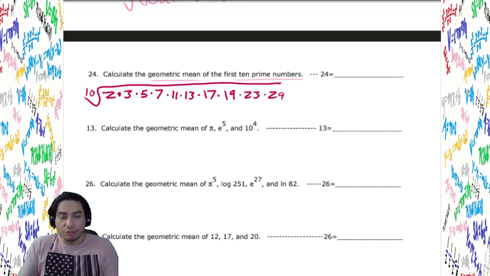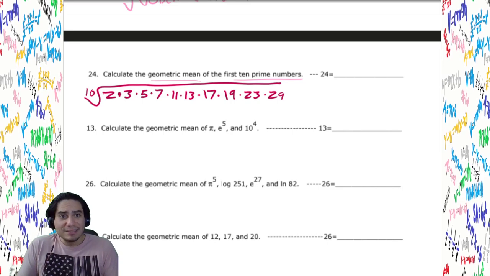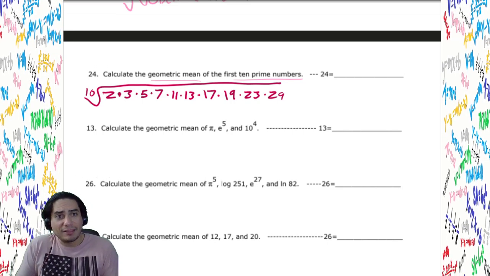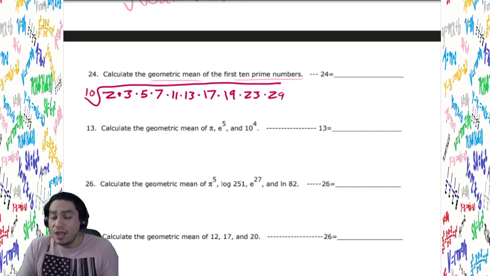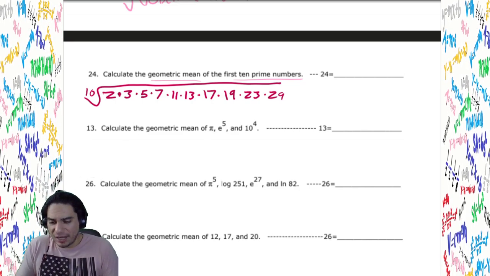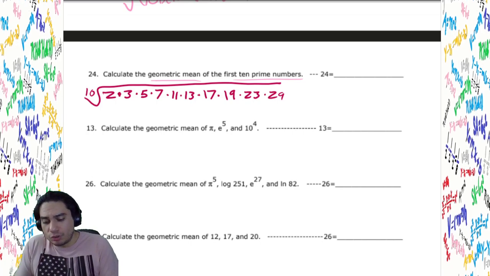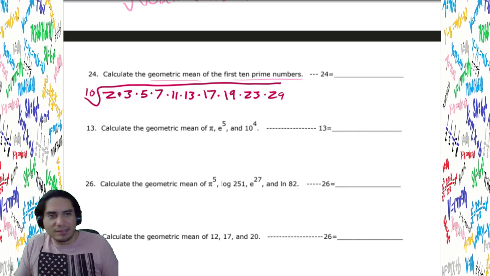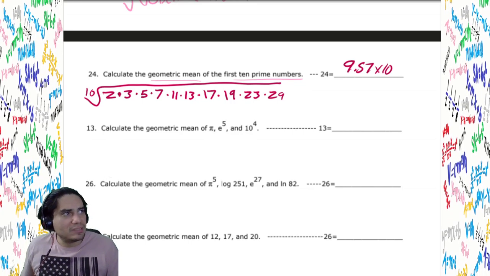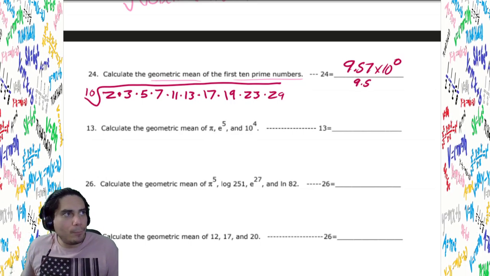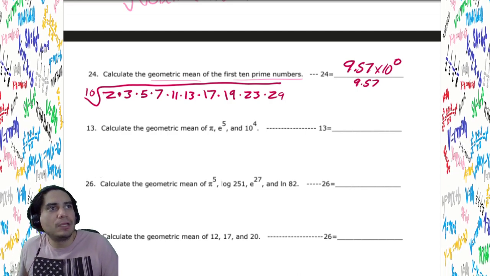2, enter. 3, multiply. 5, multiply. 7, multiply. 11, multiply. 13, multiply. 17, multiply. 19, multiply. 23, multiply. 29, multiply. And then we're going to do 10, y root x. And our correct answer is 9.57 times 10 to the 0, or 9.57. All right, let's keep it going.